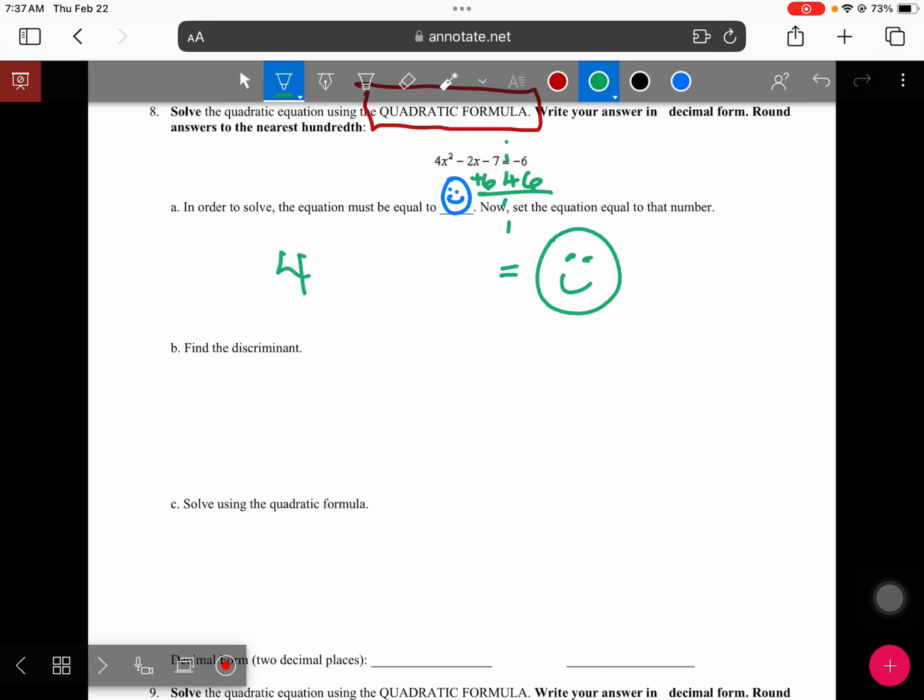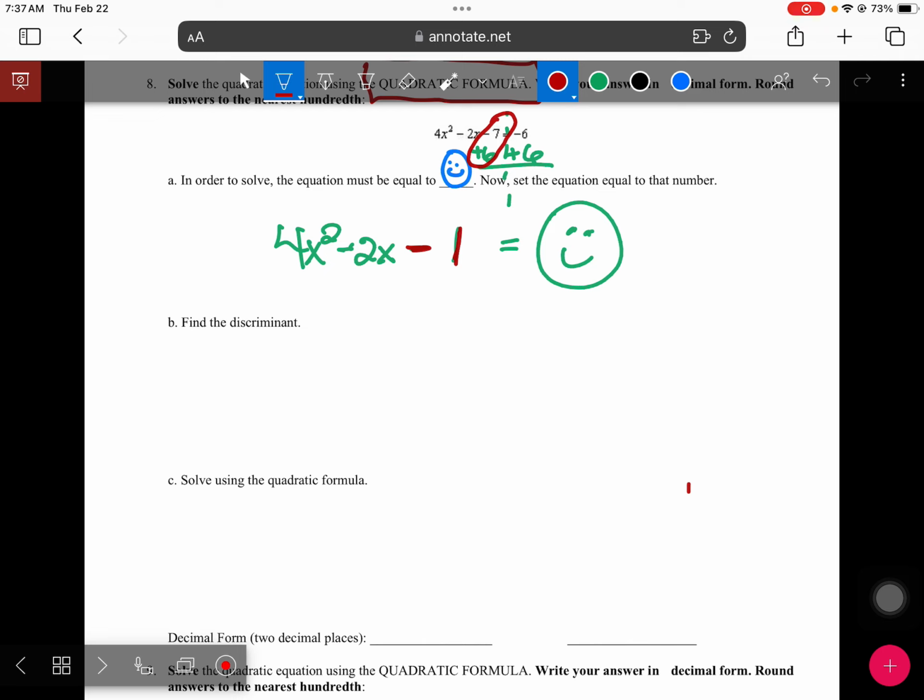And out front, 4x squared minus 2x minus 7 plus 6. Wait a minute, Miss Thede. What about, I've got 4 terms over here. What about my A, B, and C? Yeah, you can combine -7 and 6, right? So -7 plus 6 is -1. So these two right here, -7 plus 6 gives you that -1.